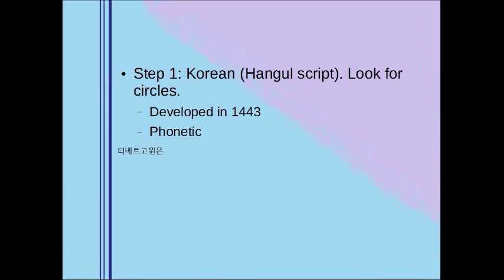The Korean language is currently written with the Hangul script. It has lots of circles, and also this E. The circle is the N sound, the E is the T sound, and these horizontal and vertical lines represent vowels. So the Hangul script is a phonetic system. Each part of this character represents a certain phoneme, a certain sound.